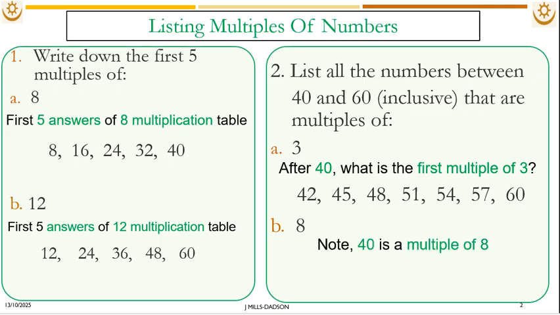So we have 40, 48, 56. But you know that when you add 8 more, you go past 60. And we are supposed to only list between 40 and 60. So our answer will be 40, 48 and 56.